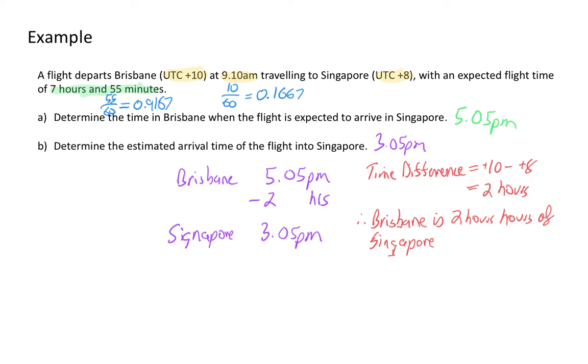So the flight is expected to arrive in Singapore at 3:05 p.m. if it takes off in Brisbane at 9:10 a.m. and the estimated flight time is 7 hours and 55 minutes. So that's an example of how we can use time zones and time and traveling to be able to solve a problem.